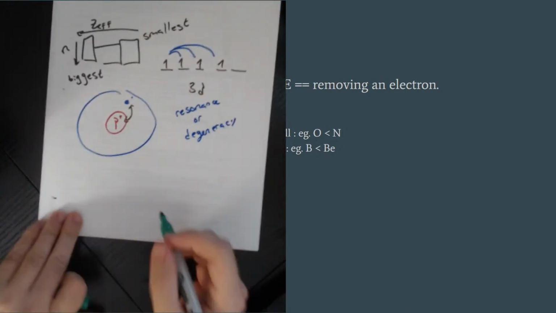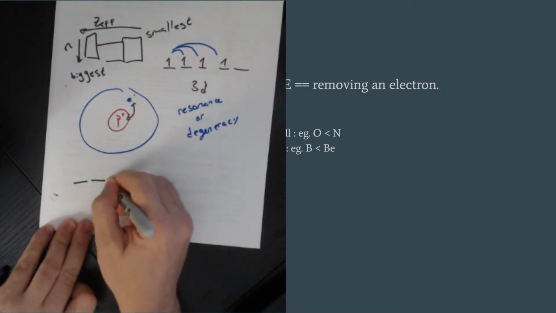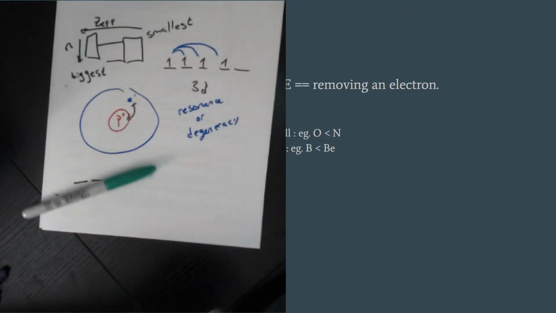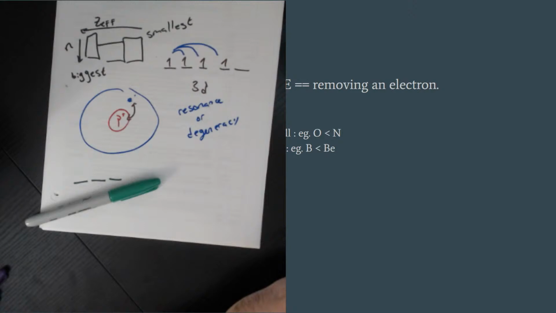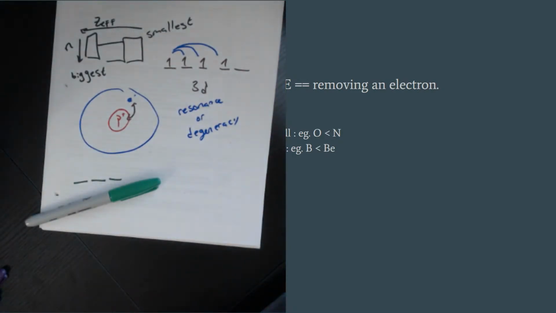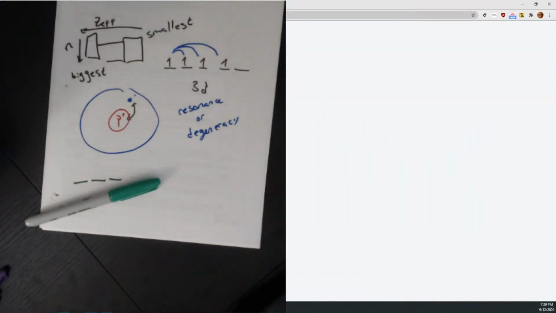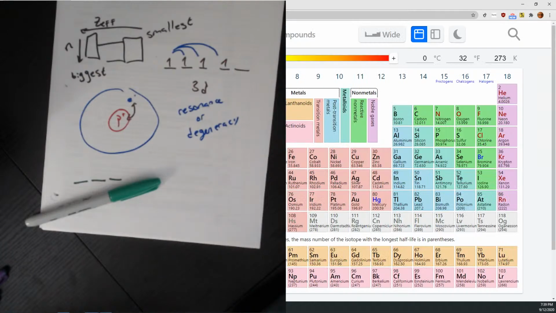So let's compare nitrogen and oxygen. Nitrogen, hold on a second, let me open up my periodic table. Okay, so nitrogen is right here in the middle of the P block, second row. Oxygen is right next to it.